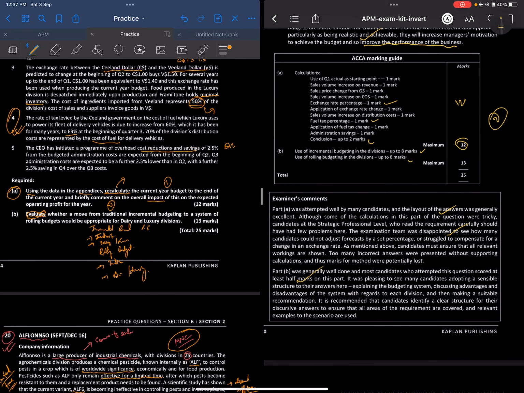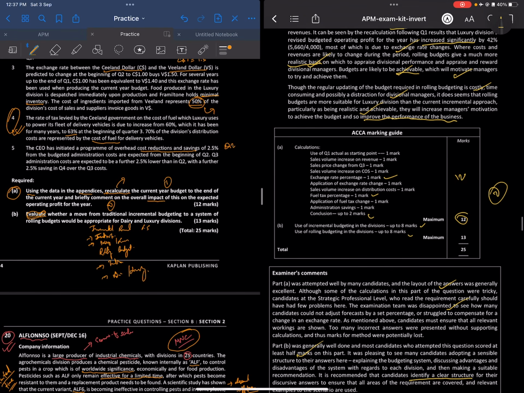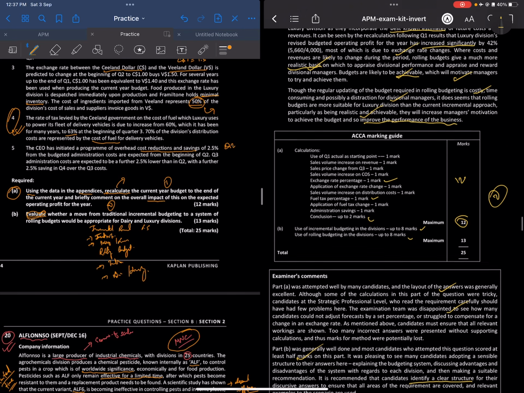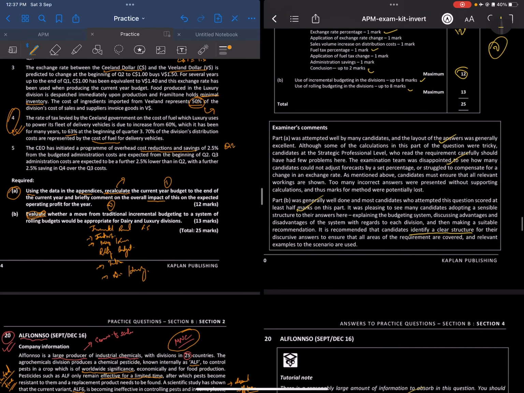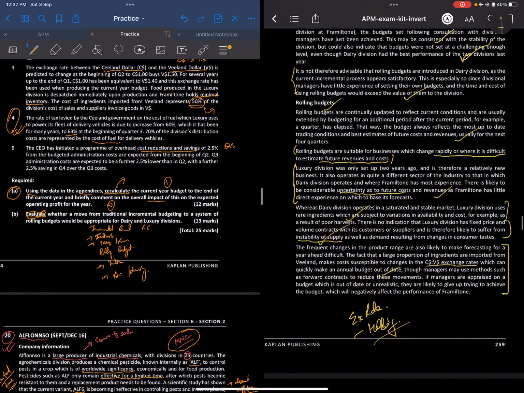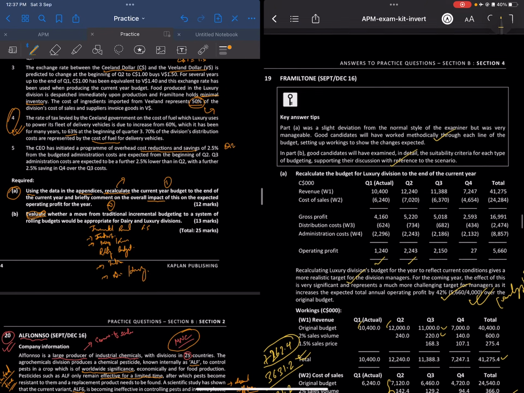So even the examiners are suggesting that we use a clear structure for our discursive answers. That will definitely boost our potential to earn marks. So if this structure is followed, that will definitely help us boost our marks, right?